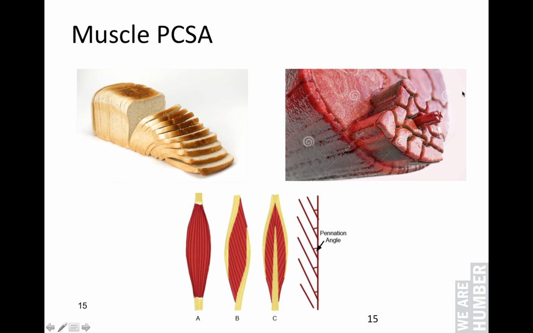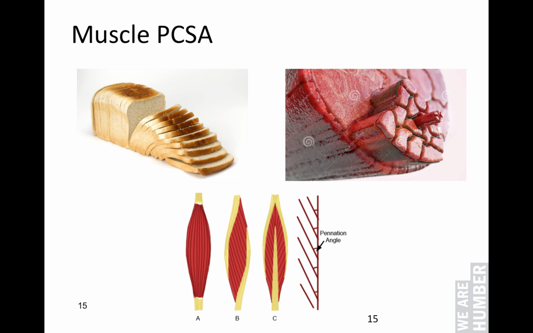The final thing we're going to talk about today is the muscle physiological cross-sectional area. So the first thing we need to define is what cross-section is. If you think about a loaf of bread, a cross-section is when we cut slices of bread. It's this face of the actual bread, like the part you would butter. That's the cross-section of a loaf of bread.